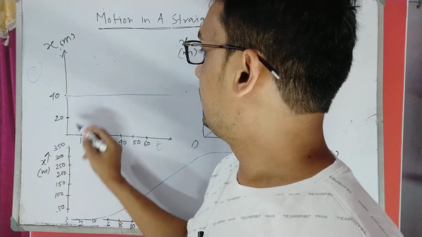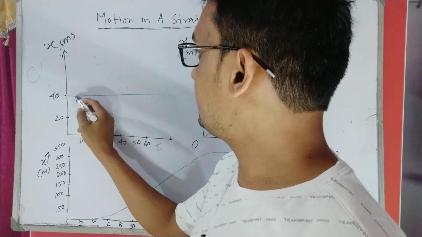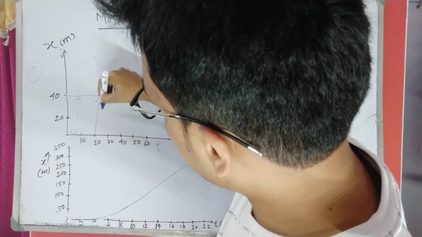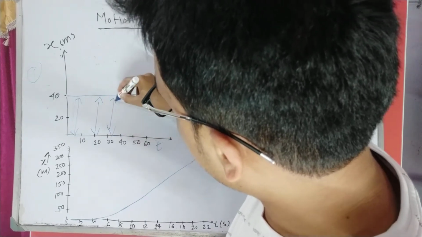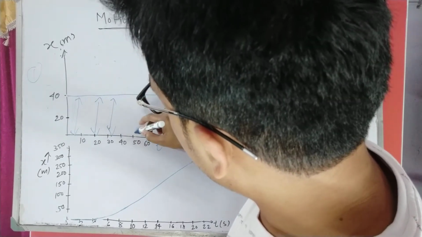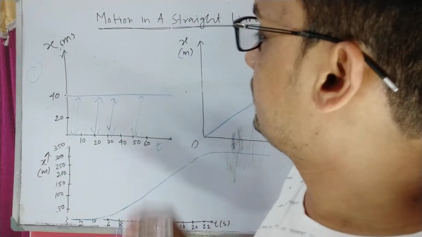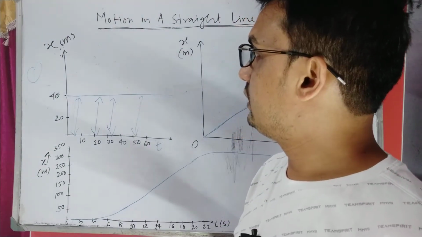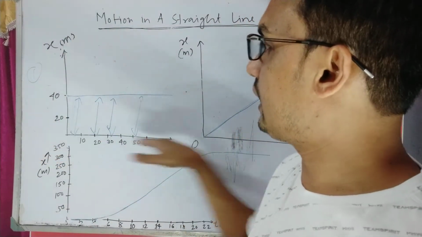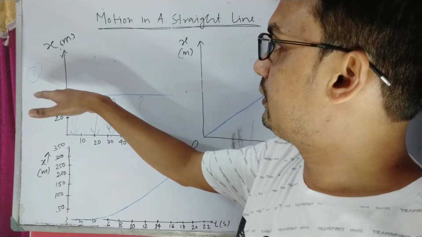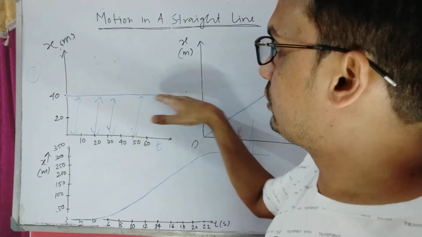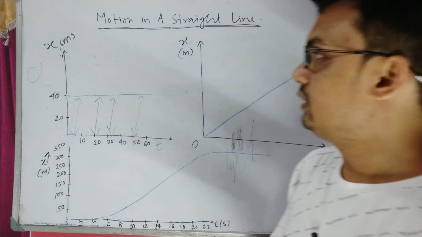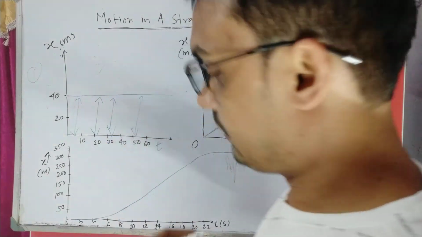This is 40 meter. Now as time is changing, it is still 40 meter away. At any time, after 20 second, after 30 second, still it is 40 meter away, so it is not changing its position. So if a particle does not change its position, then in the position time graph this plot will be parallel to the time axis. So this is graph number 1.